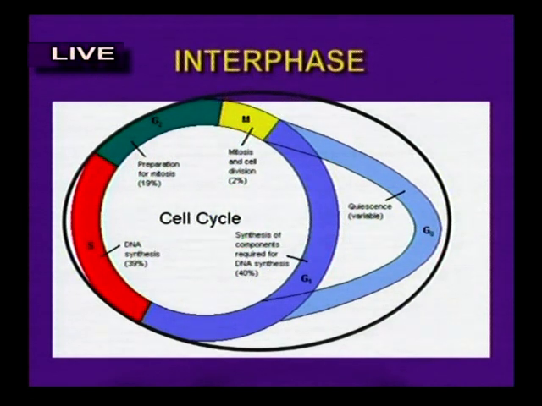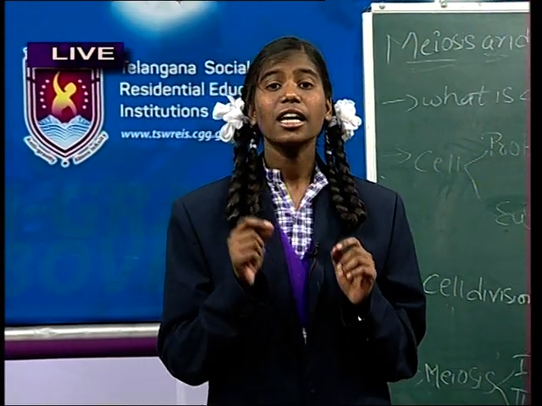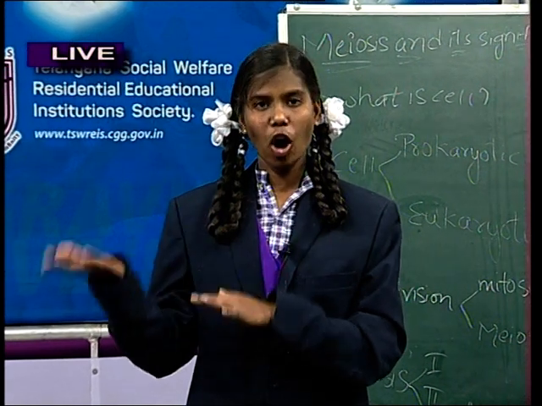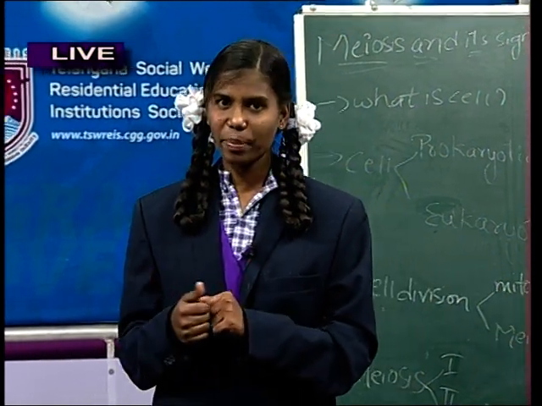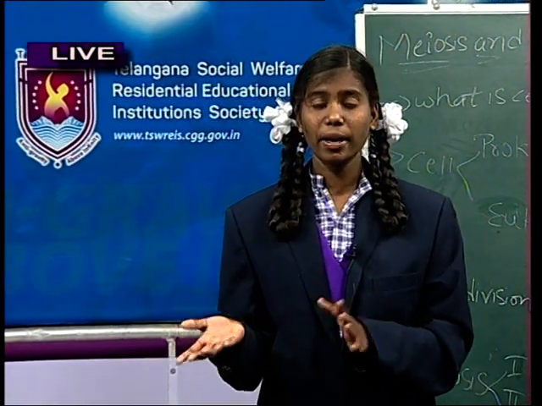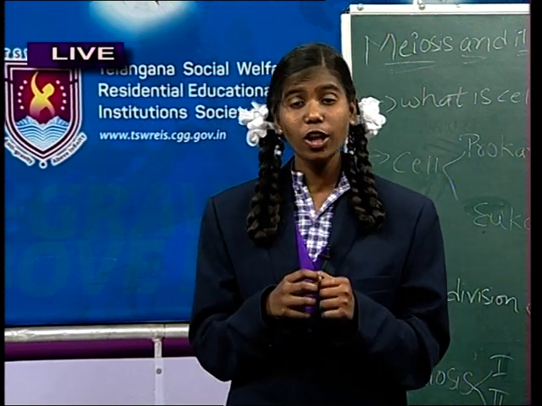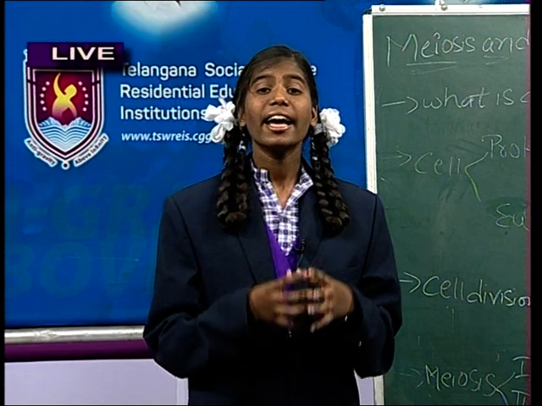Friends, the genetic material is replicated. It means the DNA is replicated, so it produces the same copy. It is an identical copy. They are called sister chromatids. So we are saying that it is producing the same copy, and also here the centrioles duplicate and extend into microtubules.